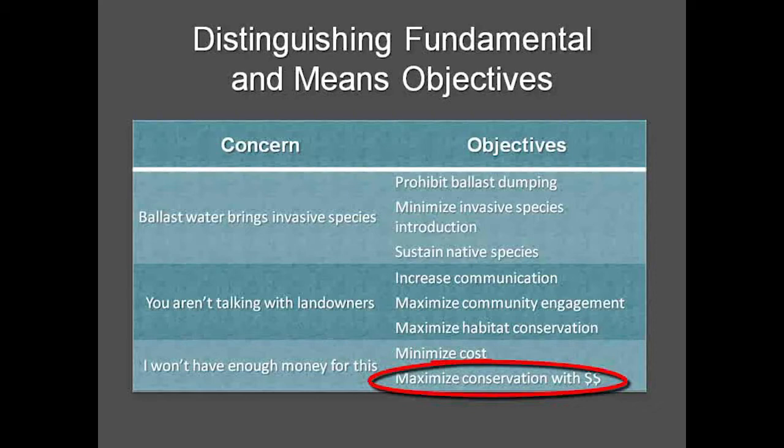If your agency is like mine, we don't like to give money back once it's been allocated. We want to use it all wisely. And so minimizing cost is sort of a means to maximizing our ability to do as much conservation as possible with the dollars that we've been allocated. Okay, so again, we can start to see the distinction between means and fundamental objectives.